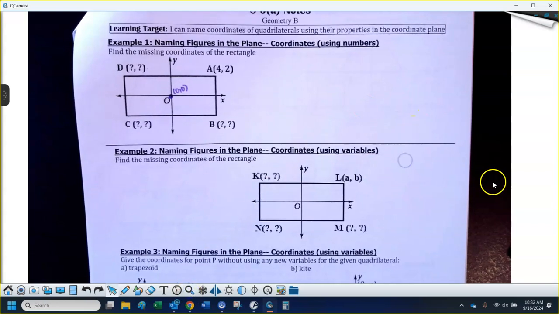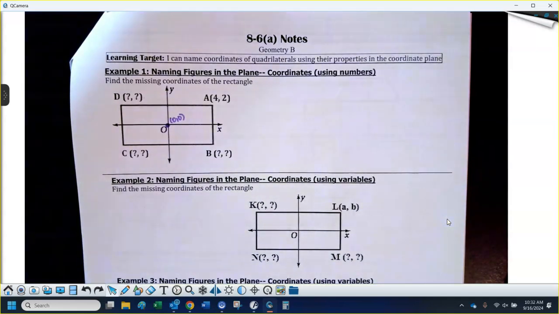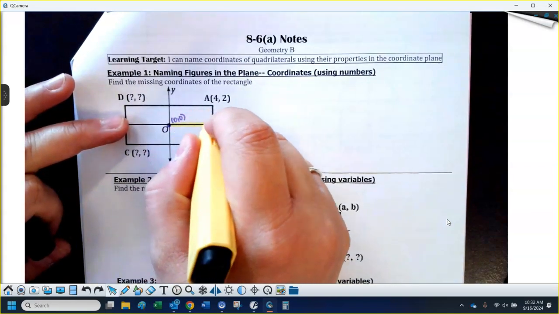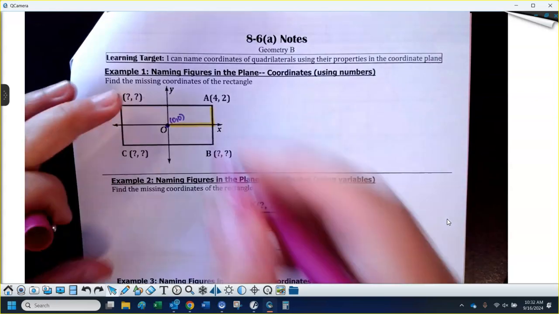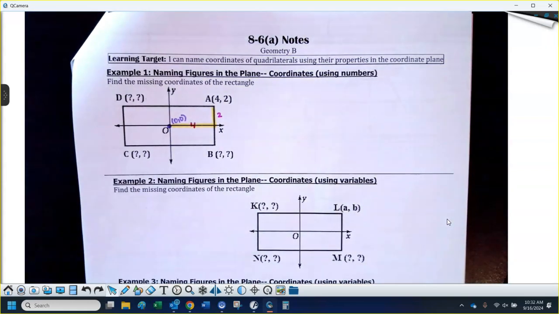So what we're going to ask you guys to do is tell me what the coordinates of these points are where we have the little question marks. All I know for the moment is the point A, which is this corner up here. So I'm going over 4 and up 2 to get to that point. This is a rectangle, so it fits all the properties that you would have for a rectangle. Knowing that, raise your hand and tell me what the coordinates of point B would end up being. What do you think?